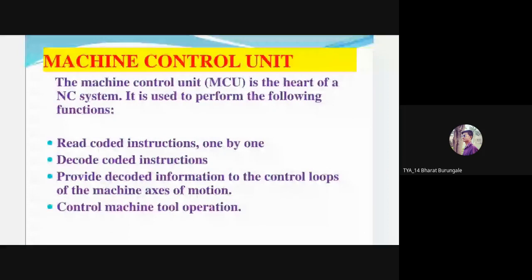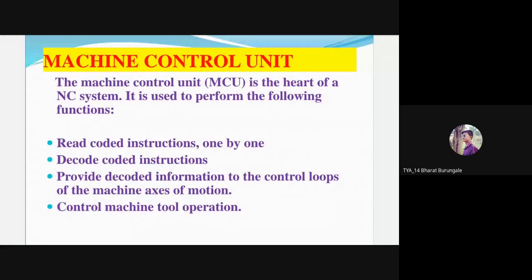Now, provide decoded information to the control loops of the machine. Different axes of motion, whatever the actions, whatever the motions we require, and that instruction in terms of that coded unit, that machine control unit will transfer to the machine. Process equipment: the control machine tool operation. Whatever the overall machine tool is, it is controlled by the machine control unit.